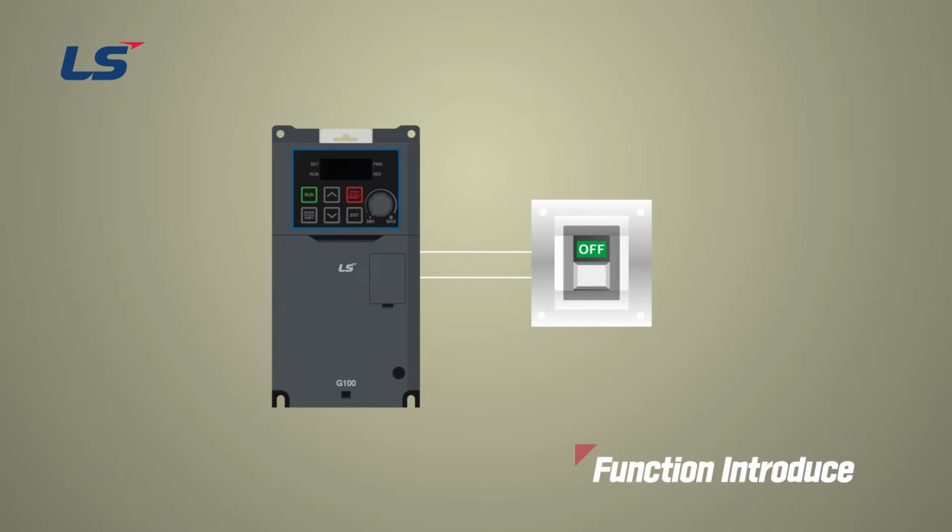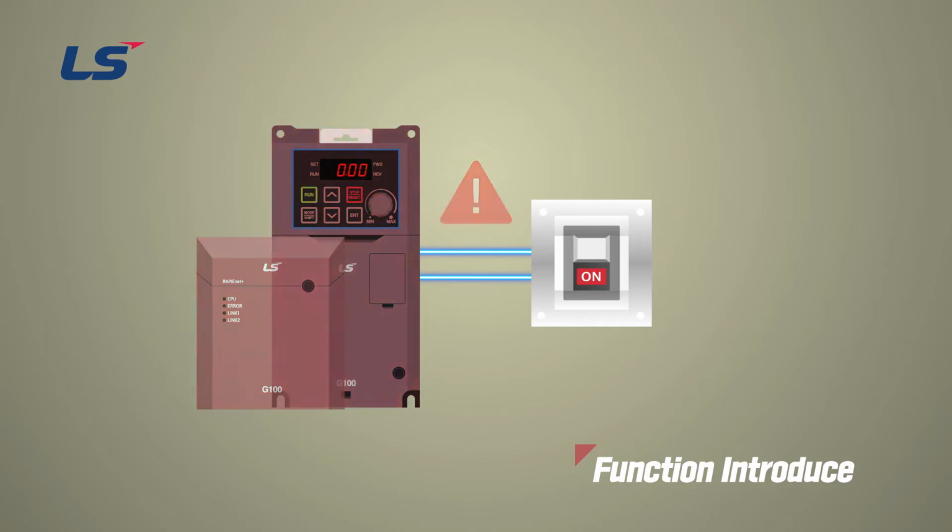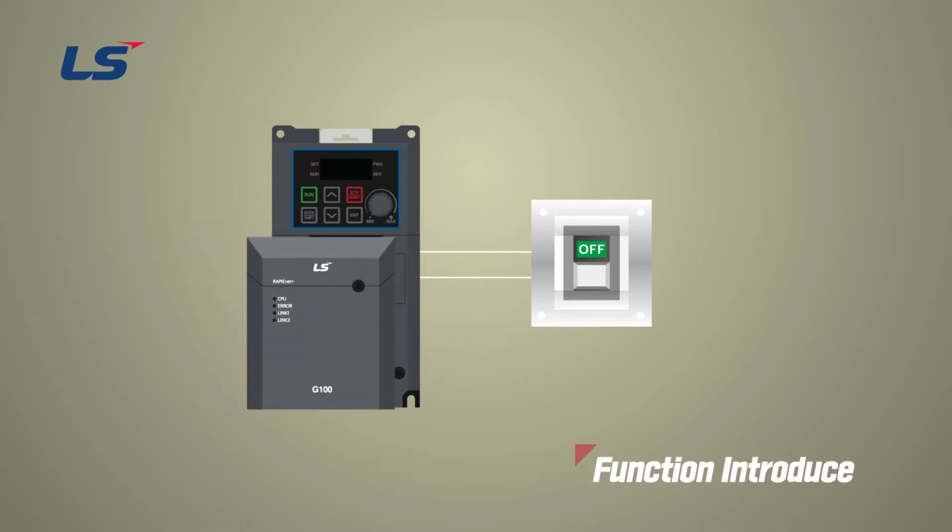In order to communicate with G100, the RAPIEnet Plus communication option module needs to be installed. Before installing the communication option module, the inverter power must be turned off before proceeding. If the RAPIEnet Plus communication option module is installed or removed while the power is on, both the communication module and the inverter may be damaged. After the inverter capacitor voltage is completely discharged, install or remove the RAPIEnet Plus communication option module.